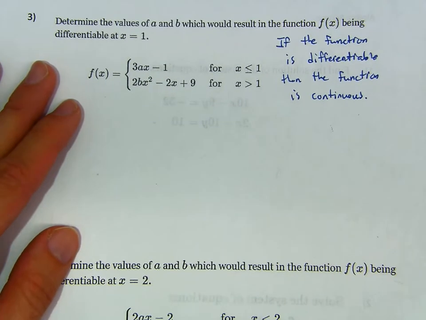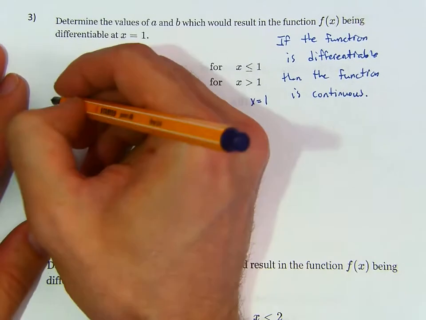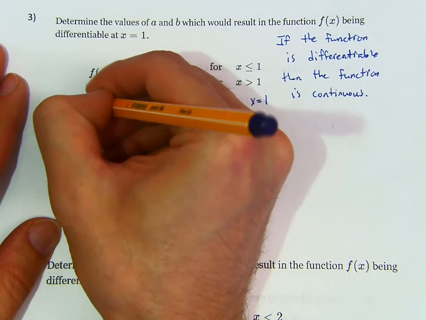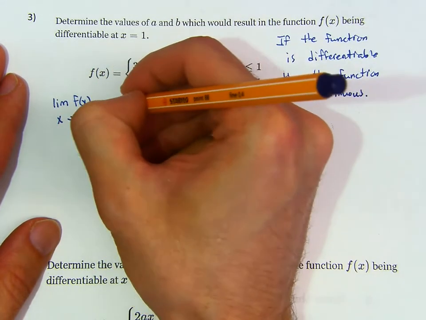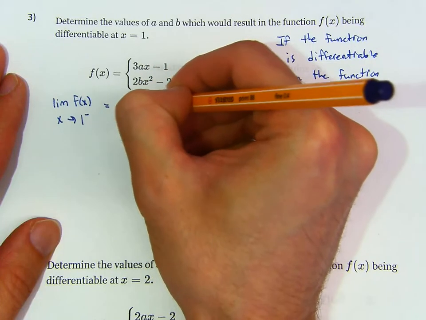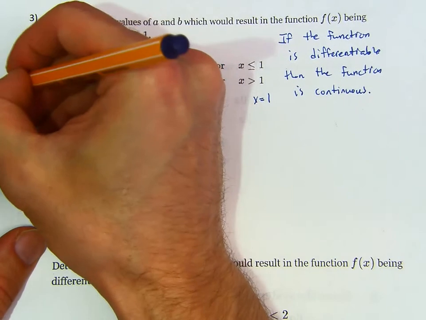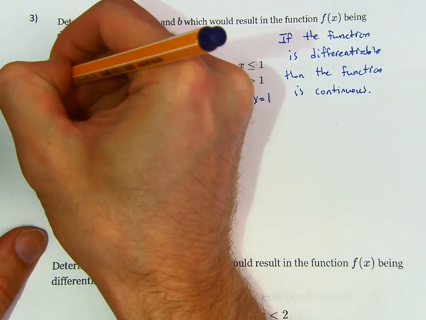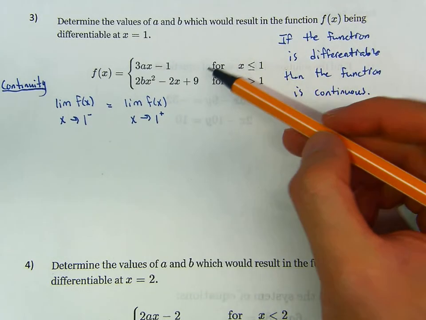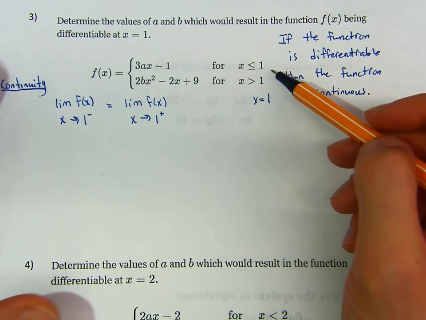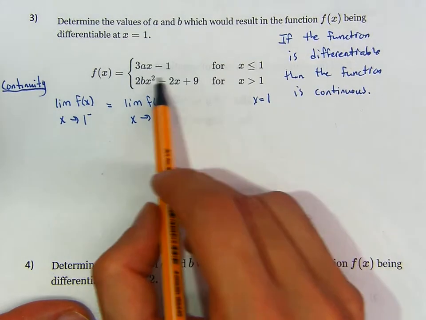So let's see what happens. Here, we know our x value is 1, okay? So if I have the limit of f of x as x approaches 1 from the left, it has to equal the limit of f of x as x approaches 1 from the right, okay? So first we're going to look at continuity. Okay, so here, which part of the piecewise function represents the left side of 1? So if this is 1, which side is the left of 1? It will be the top equation.